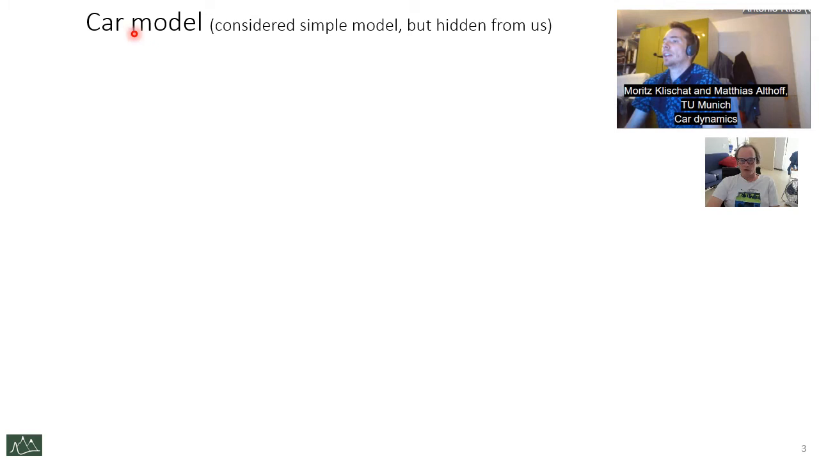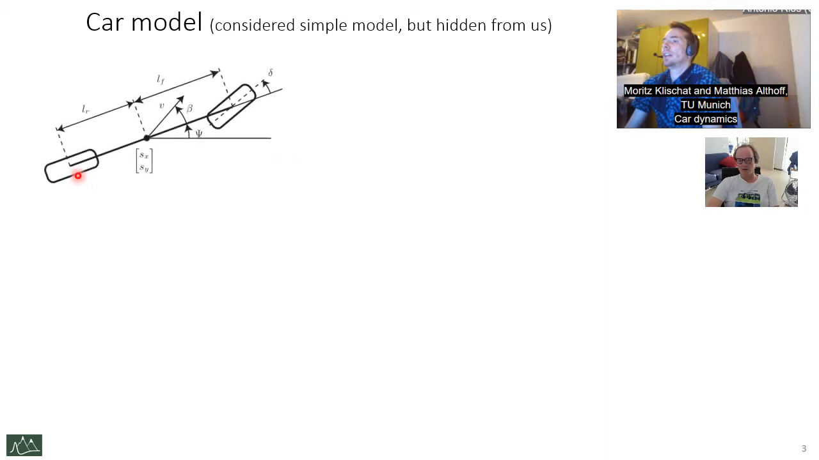And the car model we use, which is considered a simple model but it's hidden from us, is developed by Matthias Althoff and his group, who developed the CommonRoad package at TU Munich. It's a bicycle model that lumps the two rear wheels together and the two front wheels together. The car has a steering wheel angle, an angle of the car relative to the compass directions, a slip angle across the car body, and so on.